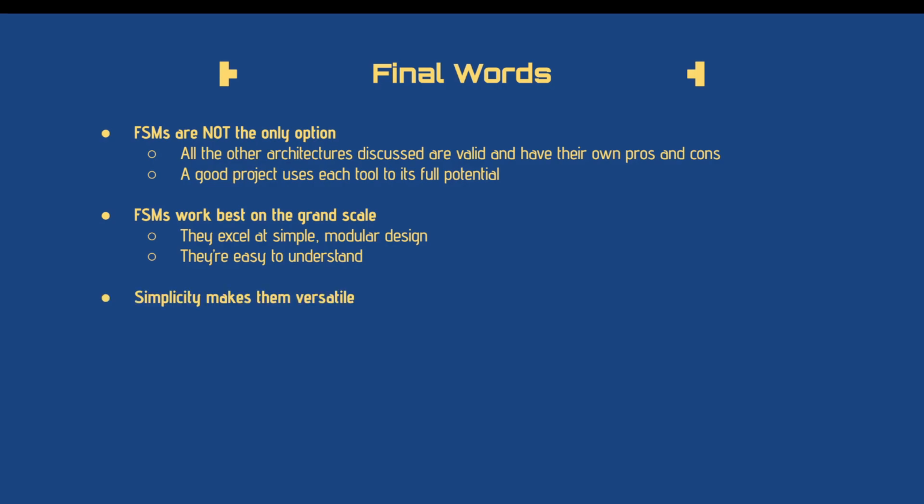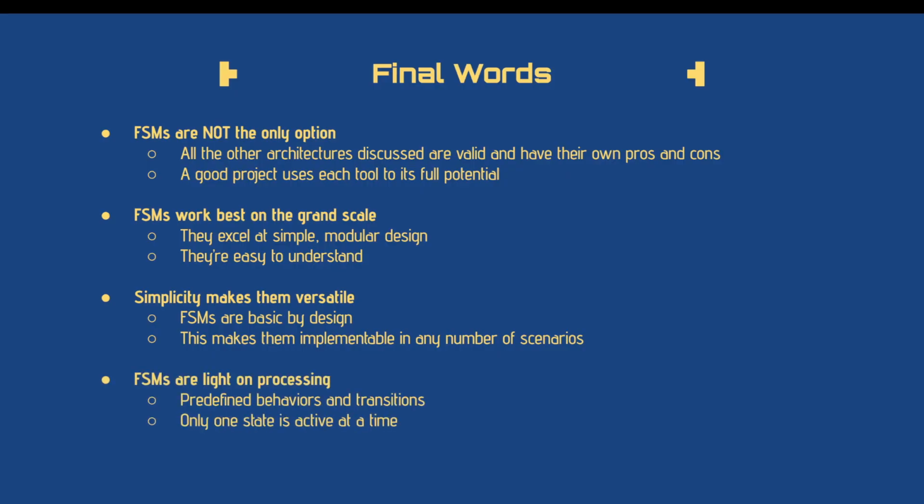Thirdly, though, this simplicity is a strength. There's any number of uses for an FSM that weren't discussed in this video, and you can adapt one to your needs however you want. And lastly, as a bit of an afterthought, since only one state is active at a time and all transitions and behaviors are pre-coded, it really doesn't take a lot of processing power to run a finite state machine.